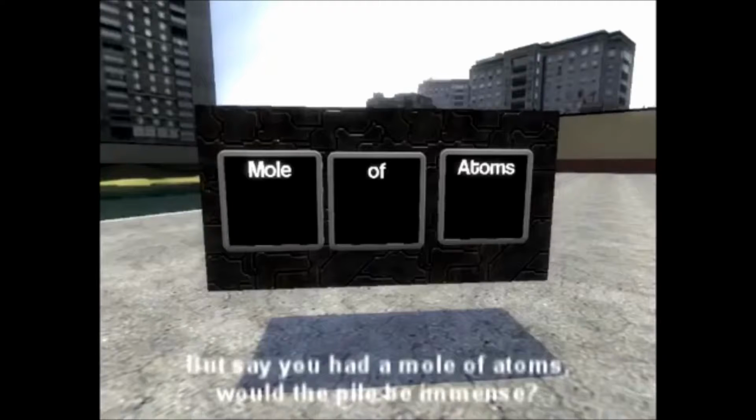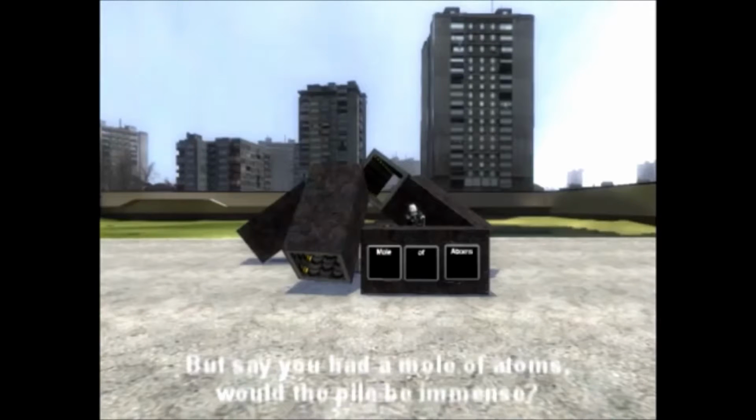But say you had a mole of atoms, would the pile be immense? Should I say the answer now or leave you in suspense? Well, atoms are so very, very small, you understand. You could hold a mole of atoms in the palm of your hand.